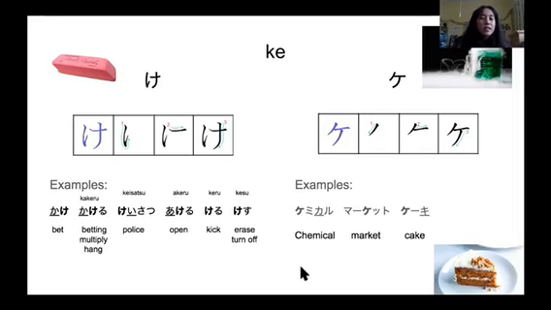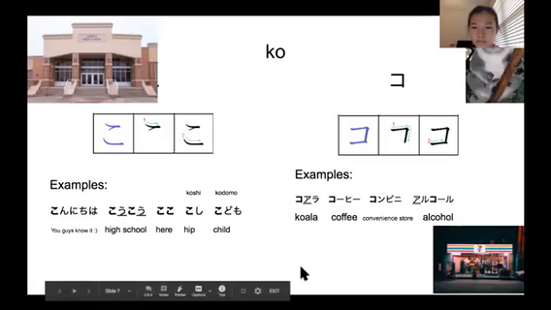So for chemical, it would be kemikaru. Market is maaketto, and then cake, which is keeki.